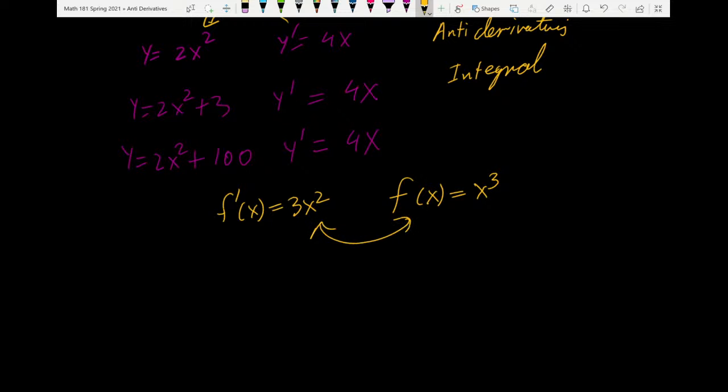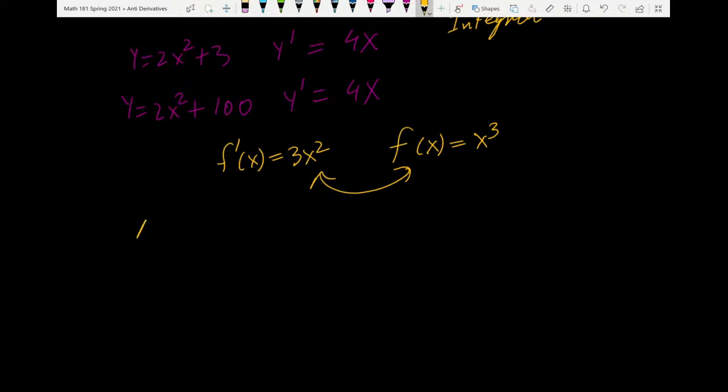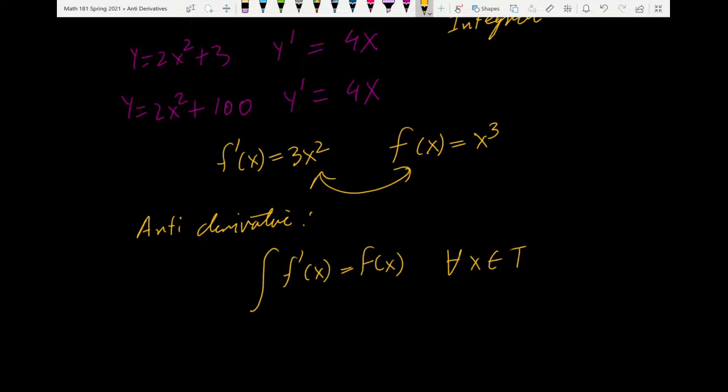Now, what's the rule for that? Antiderivative. This is the symbol for integral for all inside the interval. That's called integral or antiderivative.